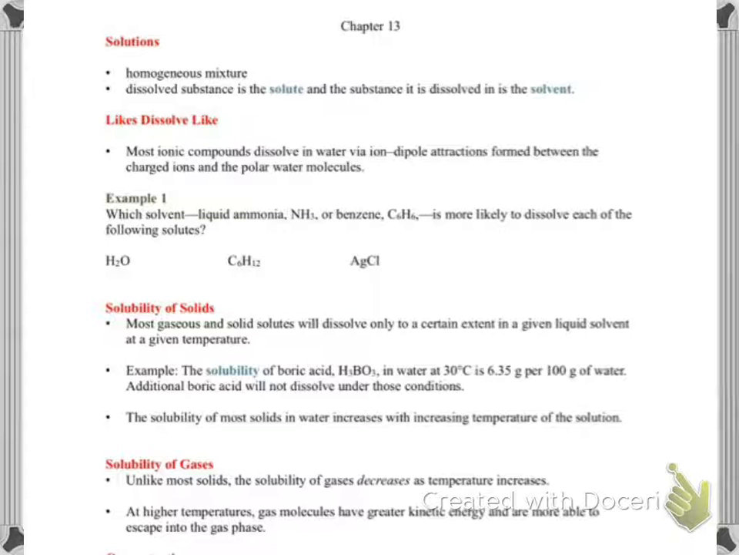Solutions. A solution is any homogeneous mixture that can be made up of almost any two phases of matter. It could be solid, liquid, or gas. So there can be any two phases of matter.